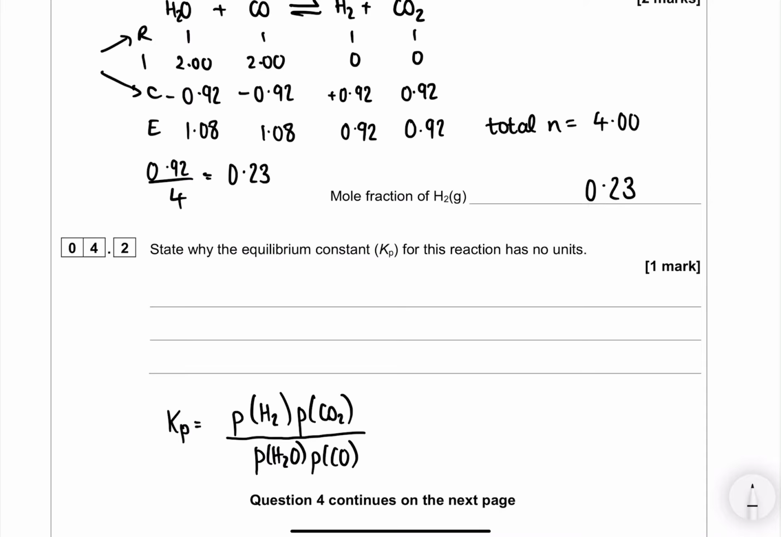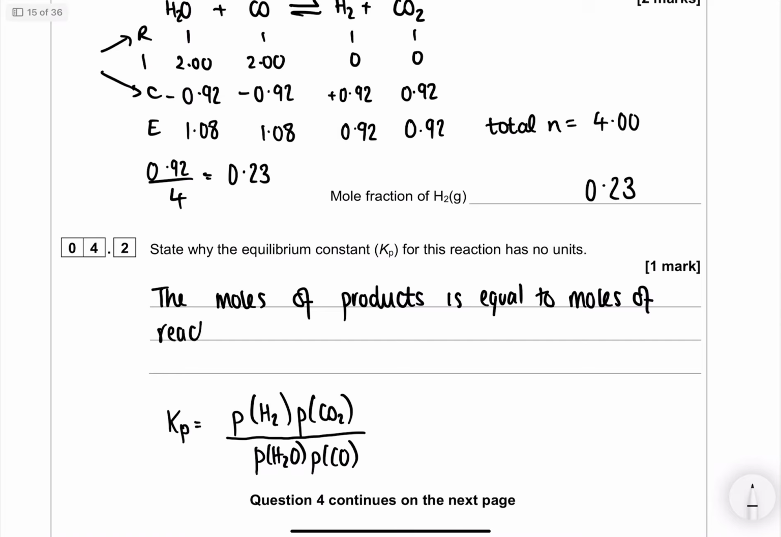So we can see that the moles of products, the number of products we have, is equal to the moles of reactants. So the units of pressure, or partial pressure if we're going to be exact, will cancel out.